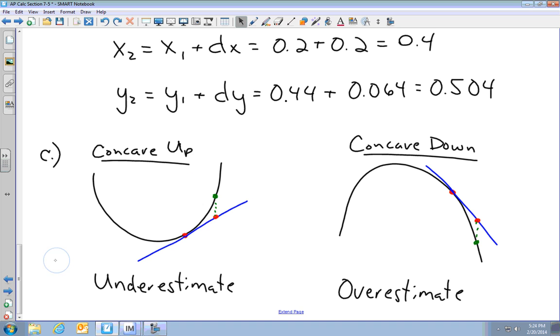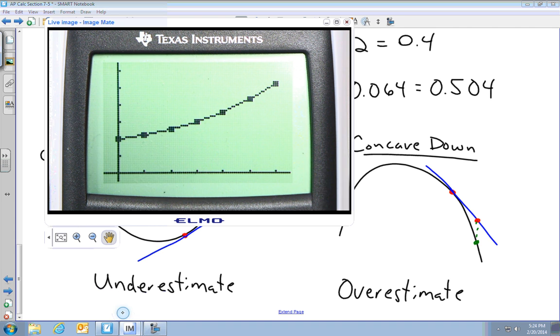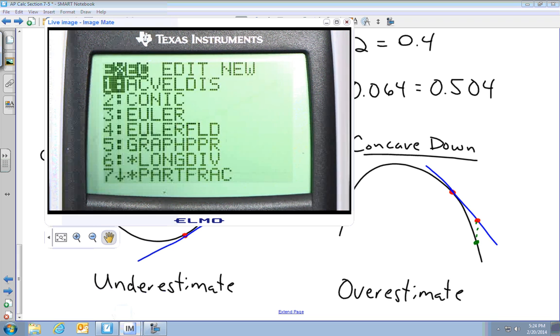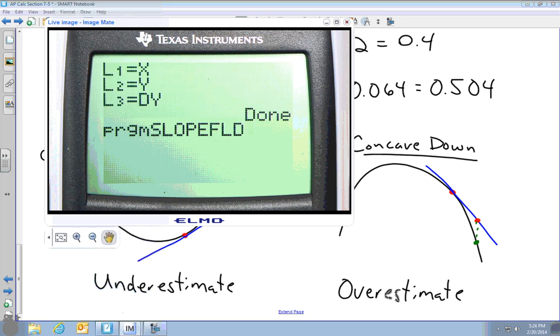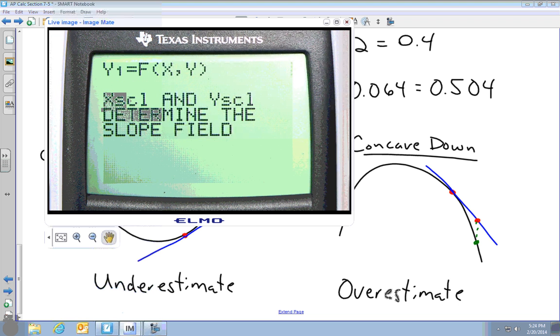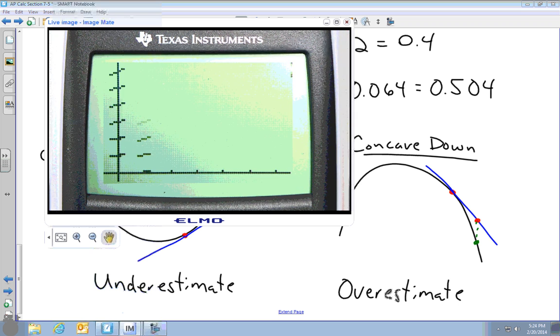Let me just show you real quick two other things I'm going to give you here as far as programs are concerned. You'll get a program called Slope Field. And Slope Field does exactly what its name describes. It will sketch a slope field for you. So if I run that program, it's going to tell you that y1 has to contain a function of x and y, and that the scale is important here. Whatever you set as your scale will determine the density of your slope field. If it's too large, you're not going to get much. If it's too small, you're going to get way too much. So there's kind of a fine line that you have to tread there to figure this out.